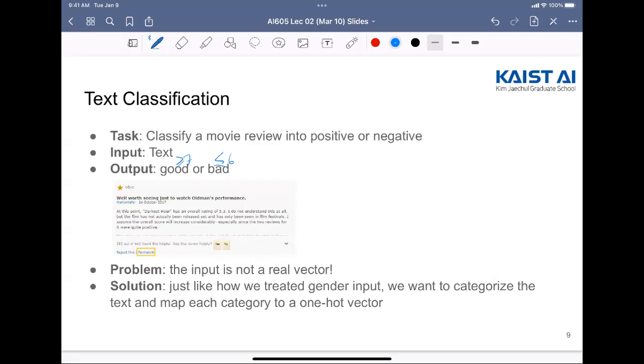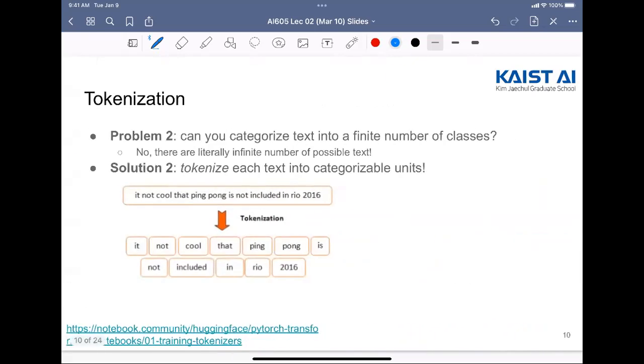Now the problem comes. And so what is the solution here? Well, we learned that if the input is not a real vector, then we can categorize it and then try to use a one hot vector on top of that. But that also has a problem, right? Because can you categorize text into a finite number of classes? And the answer is no, right? Because there will be technically an infinite number of possible text sequences and you cannot possibly categorize that at all.